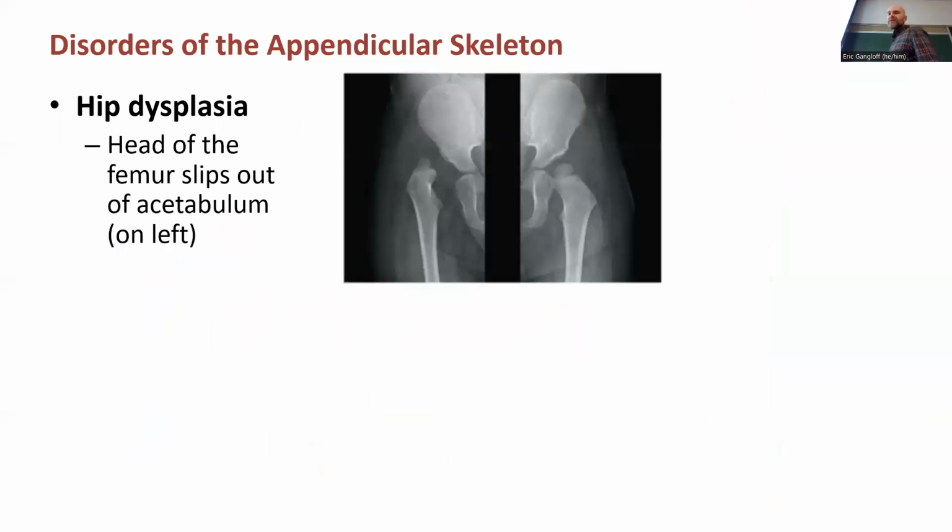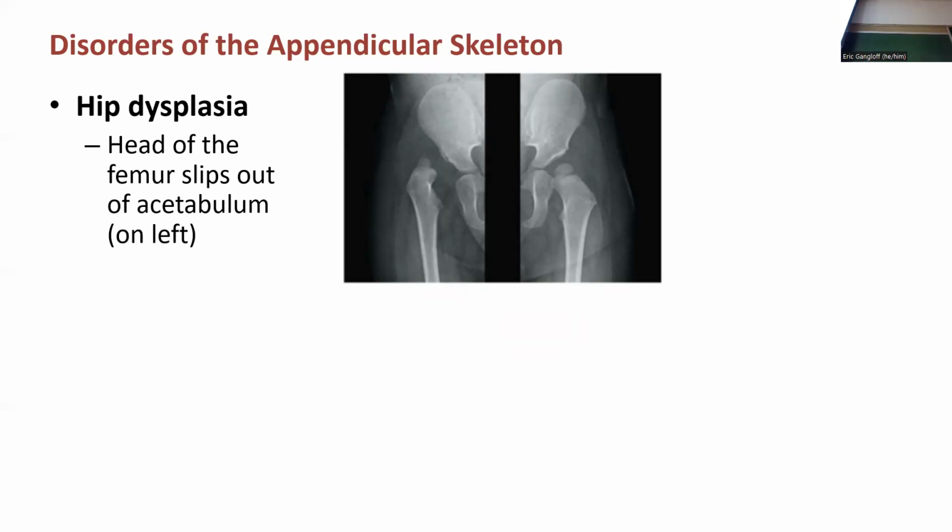I just have a couple slides here to talk about some disorders of the appendicular skeleton. One is called hip dysplasia, and this is simply when the head of the femur slips out of joint of the acetabulum. And you can see an example of that here in a radiograph. You can see this is an anterior view, so this is someone facing you like this. So this is the right side, the left side, and you can see here how that femur looks like it's kind of displaced.